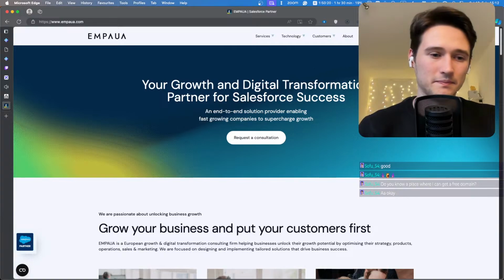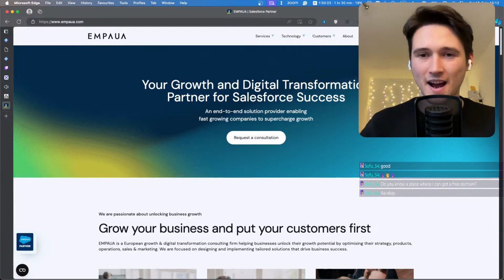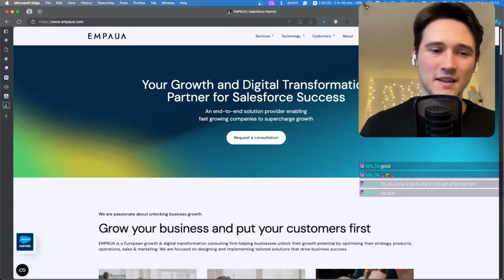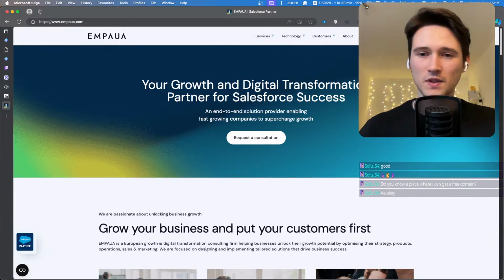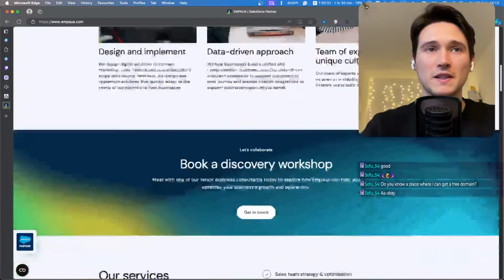So getting back to the Salesforce ecosystem, this company is awesome. Guess how many people were doing marketing in this company? Just say a number in your head. The company, let's have a look.